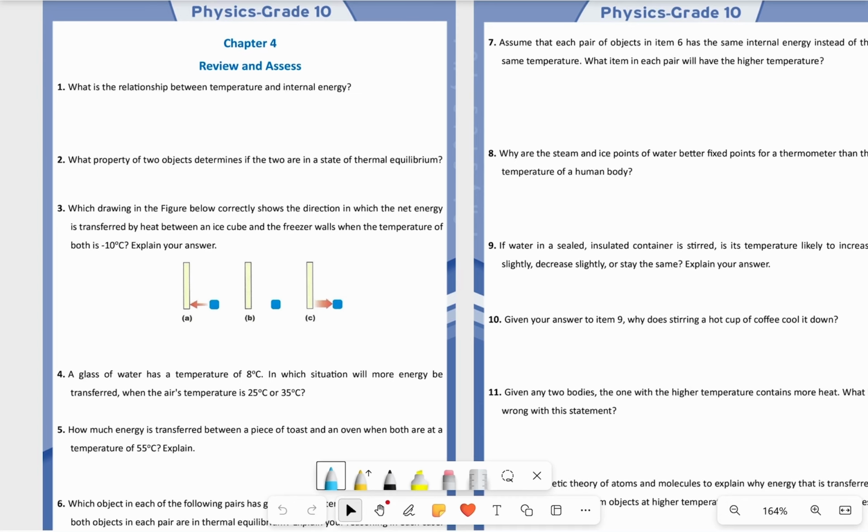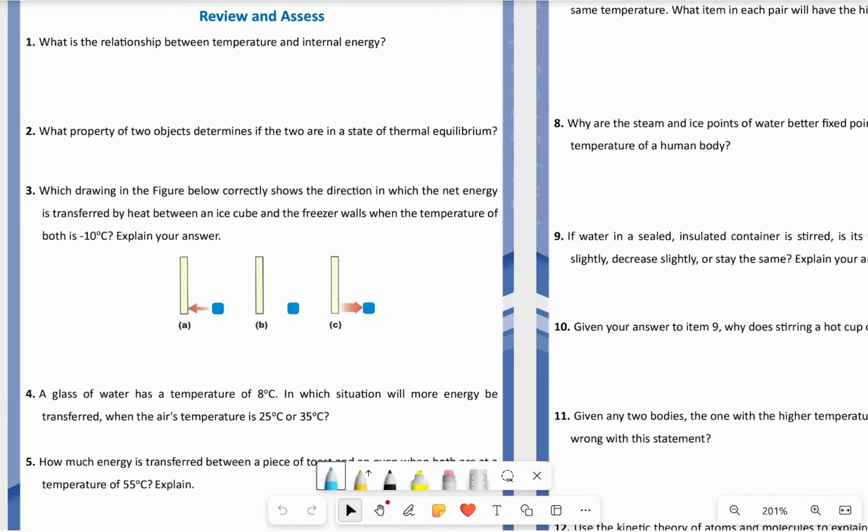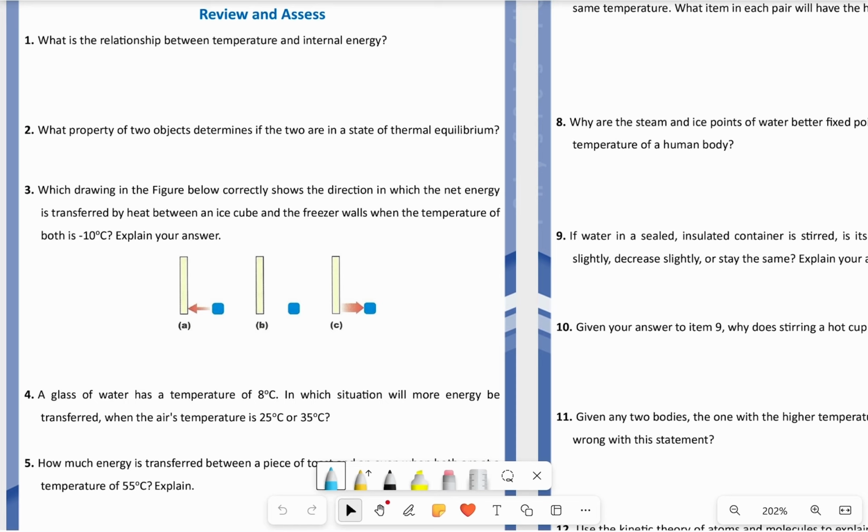We have question 2. It says, what property of two objects determines if they are in a state of thermal equilibrium? The answer is, if they have the same temperature. Remember we studied that thermal equilibrium means two bodies have identical temperatures.